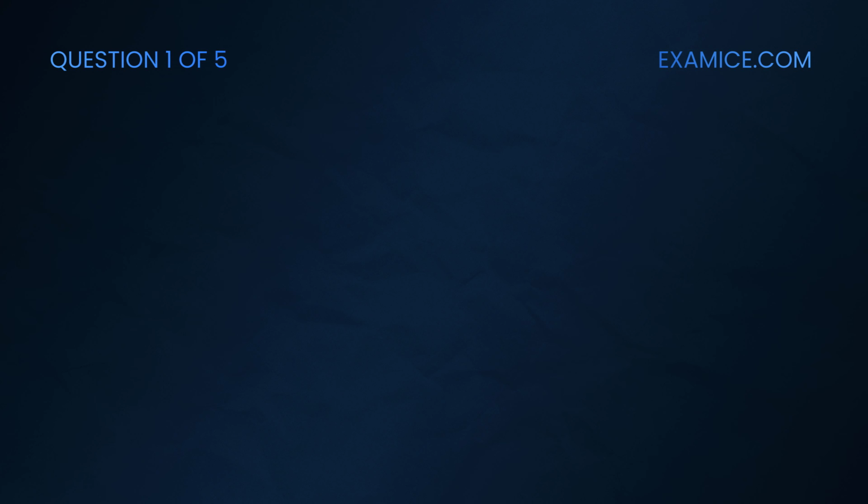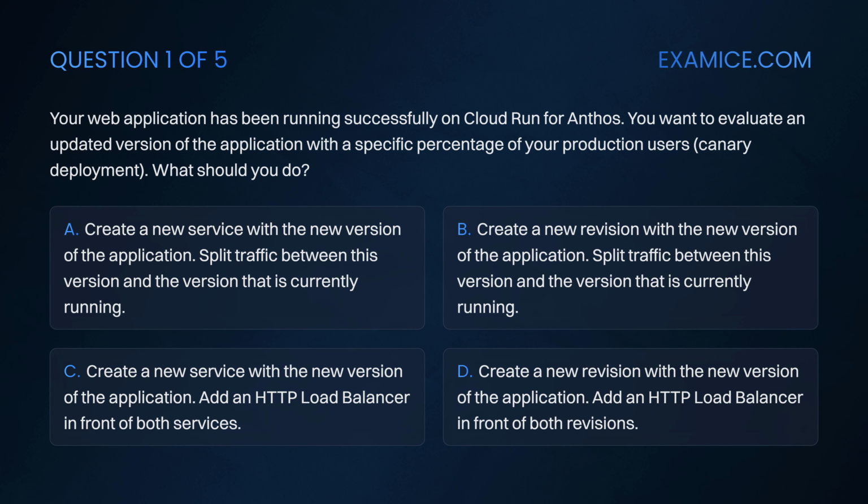Question 1. Your web application has been running successfully on Cloud Run for Anthos. You want to evaluate an updated version of the application with a specific percentage of your production users. What should you do? Option A. Create a new service with the new version of the application. Split traffic between this version and the version that is currently running.